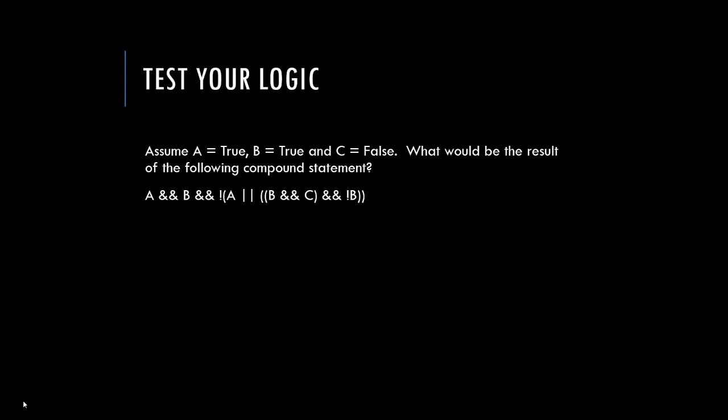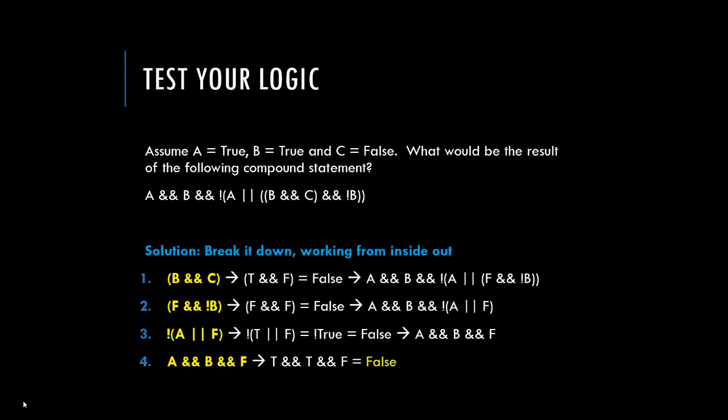Thinking about BEDMAS, we start from the inside, work our way out, paying very careful attention to where the brackets are. So let's break it down. Working from the inside out, our first set of brackets would be B and C. Well, B is true and C is false. So we have true and false. Since both of them are not true, that would be equal to false. And then in our full statement, we can replace where we were checking with F for false. So this was the B and C. We realize that true and false gives us false, so we've put an F in there.